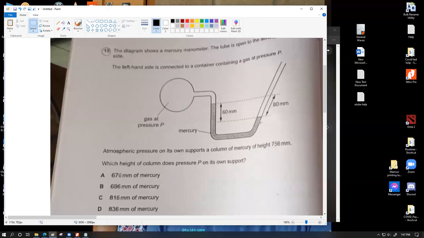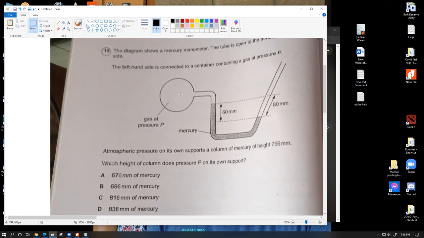So Anup sent us this MCQ, which I'm starting the class with. The question is: the diagram shows a mercury manometer, and the tube is open to the atmosphere. The left hand side is connected to a container containing a gas at pressure P. So we have some gas trapped in here, and this side is open. Atmospheric pressure on its own can support a column of mercury of height 756 millimeter. Which height of column does pressure P on its own support? So the question is basically, what is the pressure inside this bulb in terms of height of mercury?